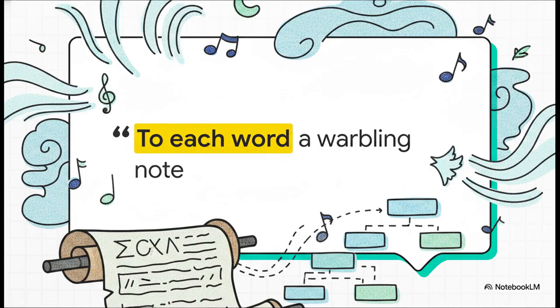Even Shakespeare knew that words carry their own unique, context-dependent tune. As he famously wrote in A Midsummer Night's Dream, "to each word a warbling note." And it turns out capturing that exact warbling dynamic is exactly what modern natural language processing is trying to do. It's a massive challenge that linguists have been obsessing over since the ancient Greeks, like Dionysius Thrax, and it really forms the entire foundation of modern machine learning.